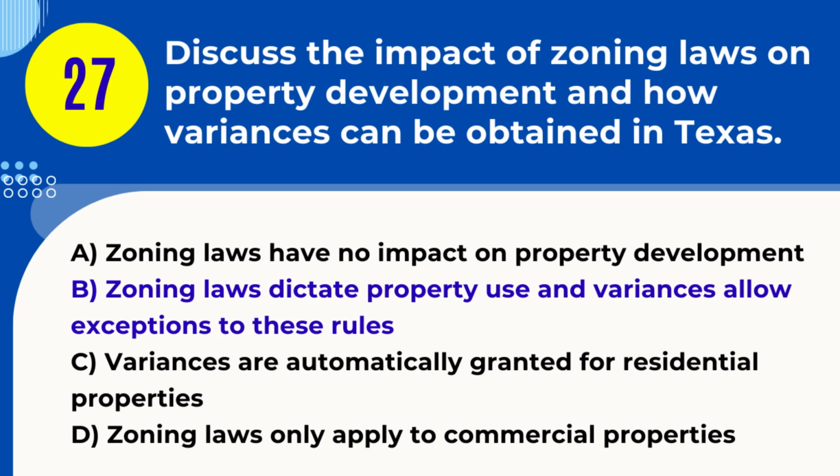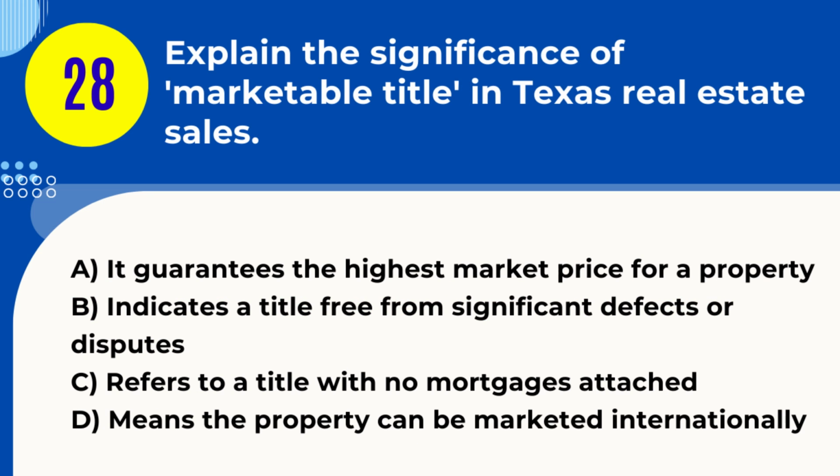Answer. B. Zoning laws dictate property use and variances allow exceptions to these rules. Explanation. Zoning laws in Texas significantly impact property development by defining how different areas can be used, residential, commercial, etc. Property owners can apply for variances, which are exceptions to zoning laws if they meet certain criteria and justify the need for deviation.